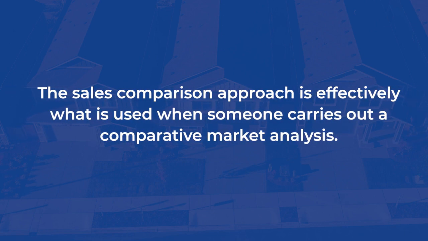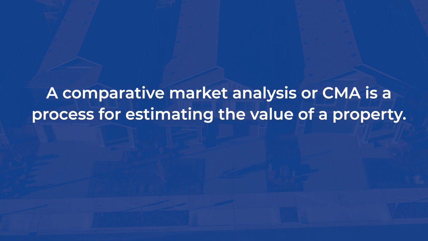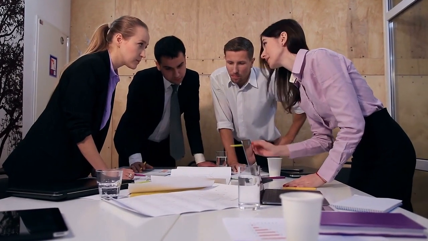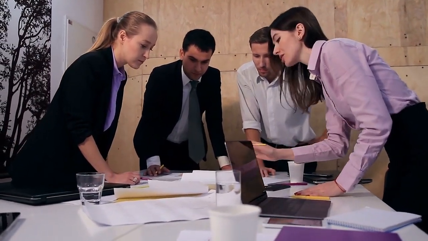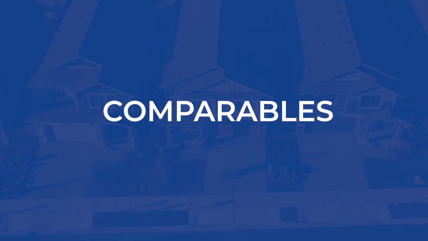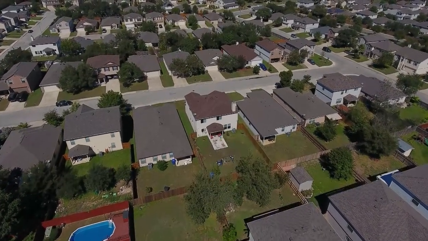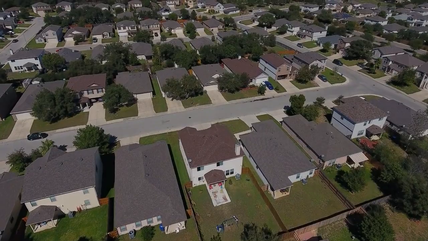The sales comparison approach is effectively what is used when someone carries out a comparative market analysis. A comparative market analysis, or CMA, is a process for estimating the value of a property. A CMA analyzes certain qualities of a property and determines a value based on comparison with other similar properties in that area, called comparables. This analysis is primarily used to establish the proper price range for a property.